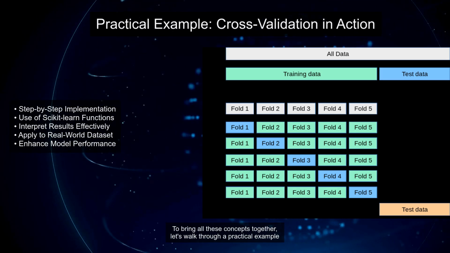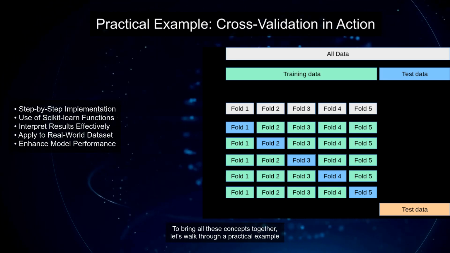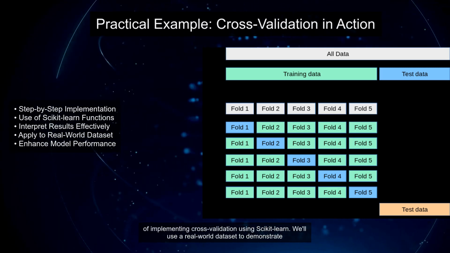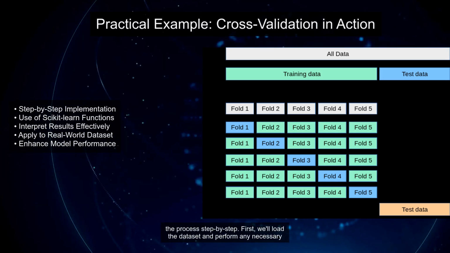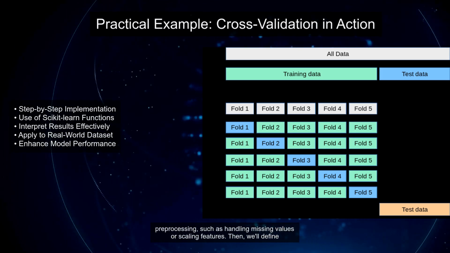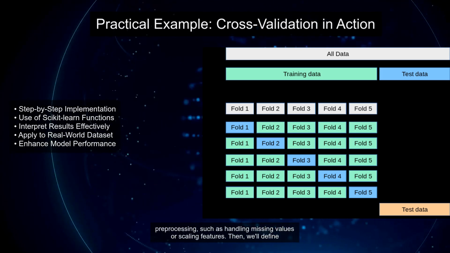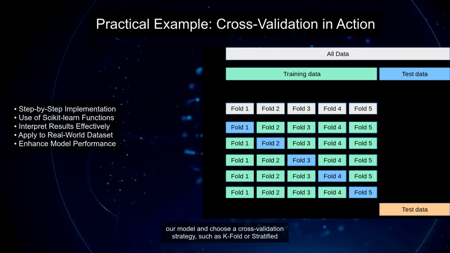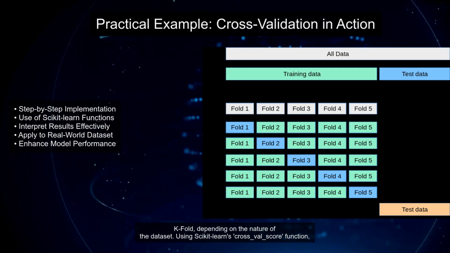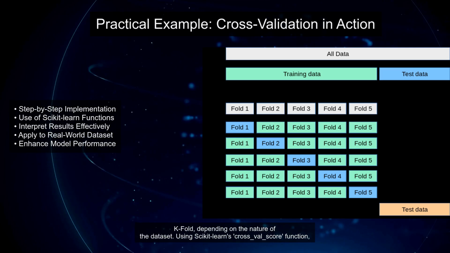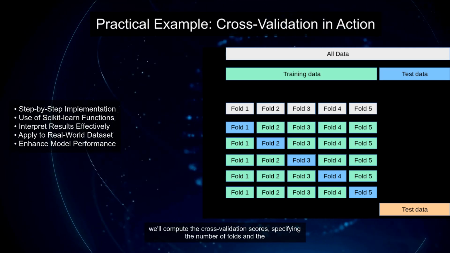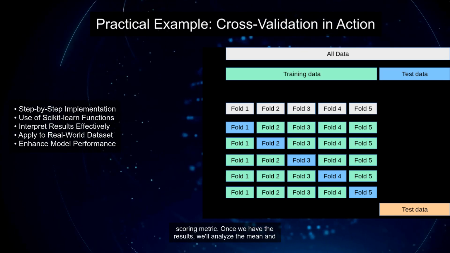To bring all these concepts together, let's walk through a practical example of implementing cross-validation using Scikit-learn. We'll use a real-world dataset to demonstrate the process step by step. First, we'll load the dataset and perform any necessary pre-processing, such as handling missing values or scaling features. Then, we'll define our model and choose a cross-validation strategy, such as k-fold or stratified k-fold, depending on the nature of the dataset. Using Scikit-learn's cross_val_score function, we'll compute the cross-validation scores, specifying the number of folds and the scoring metric.